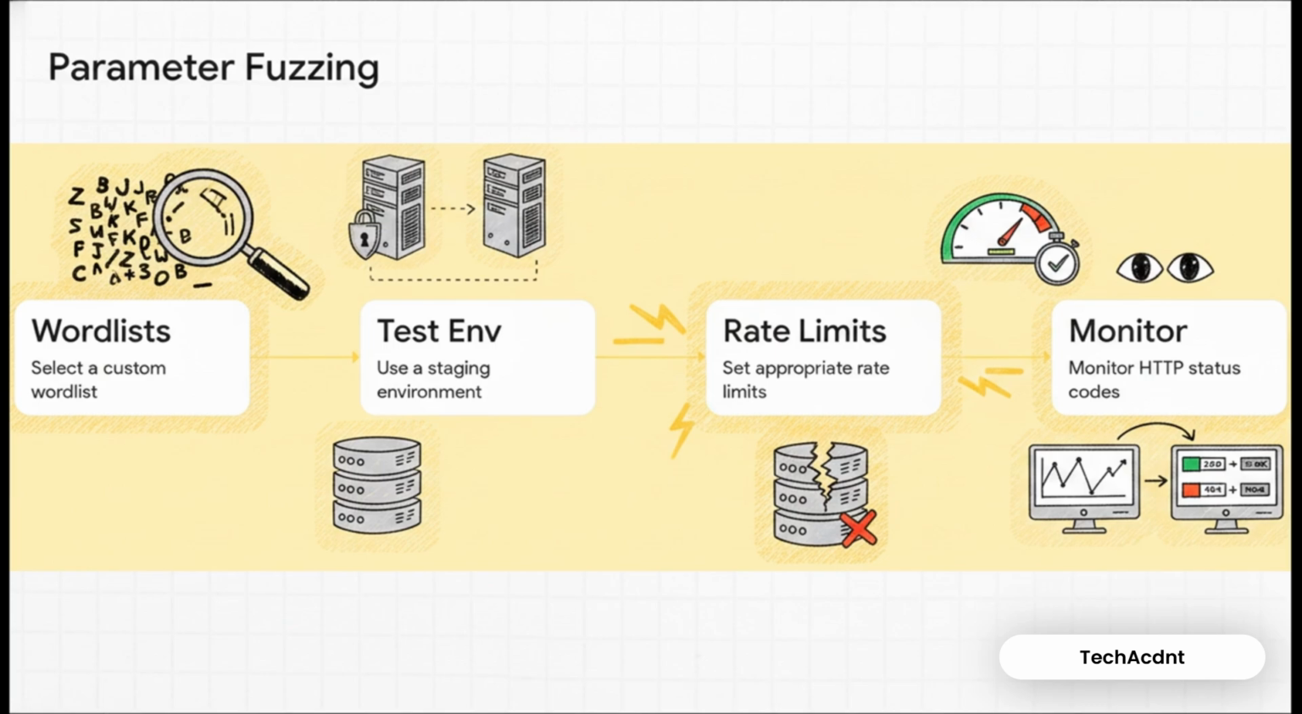Step 4. Monitor your HTTP status codes closely. Watch for subtle differences in response sizes, or shifts from a 404 not found to a 200 OK or 403 forbidden. This structured approach lets you balance the aggressiveness of automated scaling with the precision required for enterprise-level targets.